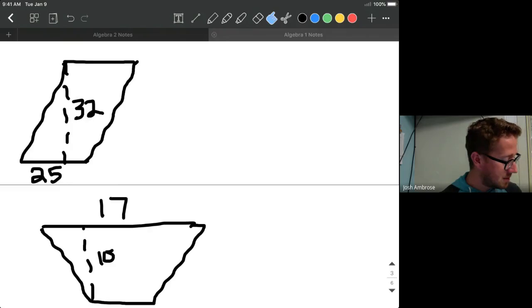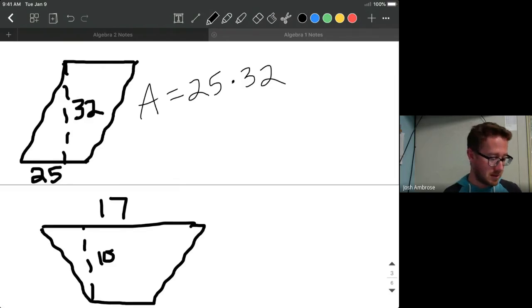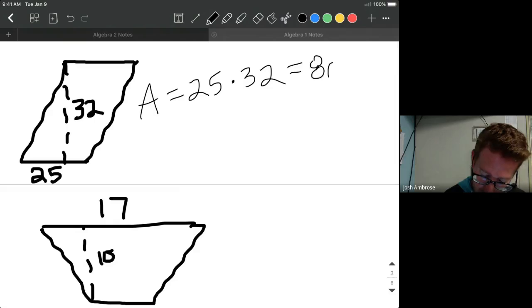So the parallelogram, in this case, all we can calculate is area, okay? Because we were not given the other side length. So we're just gonna calculate area. And that is just, again, base times height. So the base is 25, and you're going to multiply that by 32, which is your height. And let's go ahead, and we get 800 when you calculate that out.